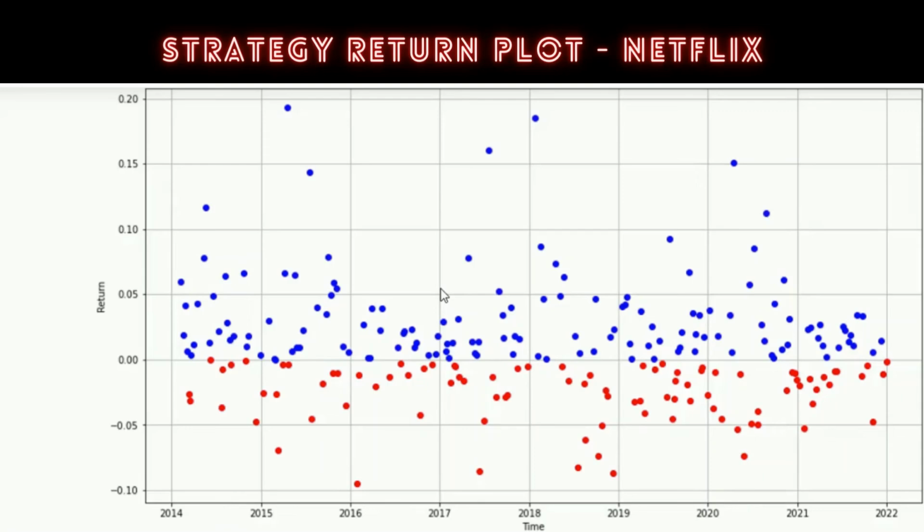Let's quickly analyze this return plot. It's interesting to note that all of our losses were under 10%. So if you take a look at these red dots, they are above the minus 10% line. And in case of profits, there are about 7 trades that have generated profits upwards of 10%. And here's the one that generated 19% profit.